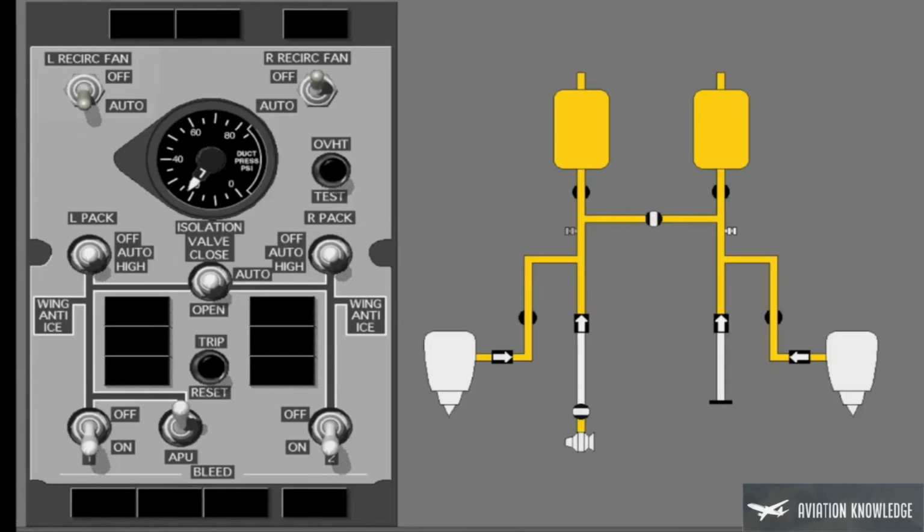When the pack switches are auto or high and the engine bleed air switches are on, the isolation valve is closed. But if a pack switch or engine bleed switch is selected to off, the isolation valve opens. Move the number 2 engine switch to off and look at the isolation valve. With the isolation valve switch in auto, the isolation valve opens when the number 2 engine switch is moved to off.